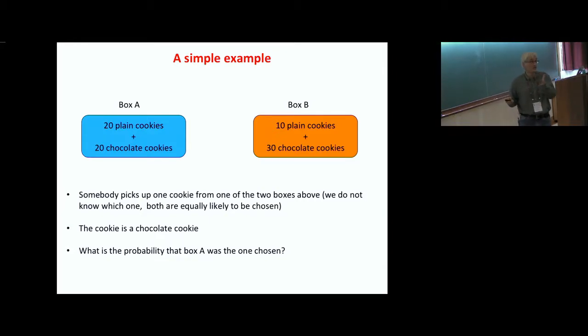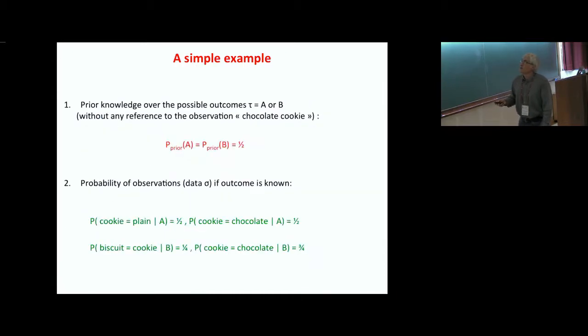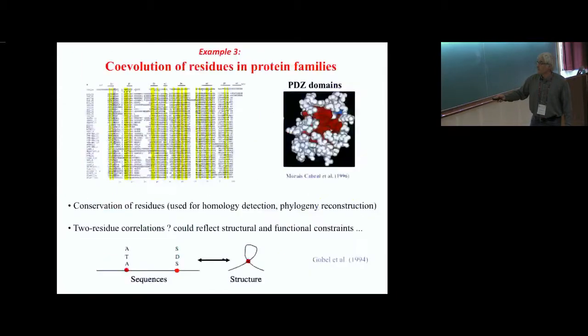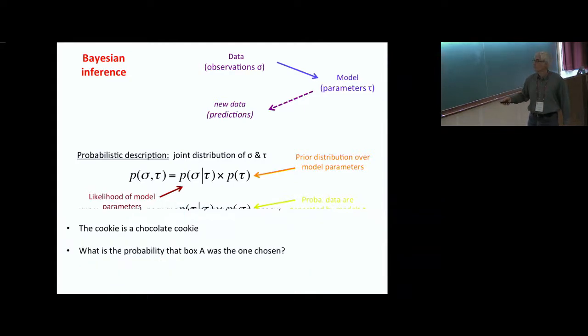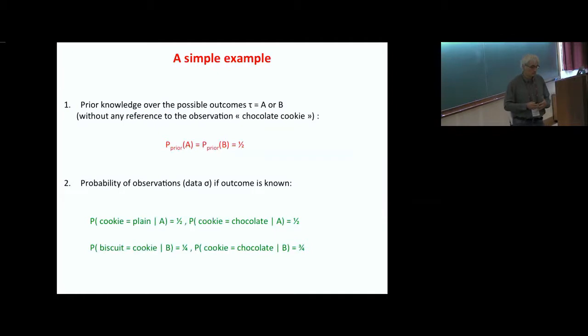Let me show you how to apply Bayes' inference to solve this problem. Again, I will use my basic formula here. Sigma is chocolate cookie or plain cookie, and tau is box A or B. What do I know about the probability of box A or box B without having looked at the cookie? I will assume something very simple: that the person is picking one of the two boxes with equal probabilities. So the prior probability of tau is going to be 1/2. P prior of A is equal to P prior of B, which is 1/2. Just randomly pick one of the two boxes.